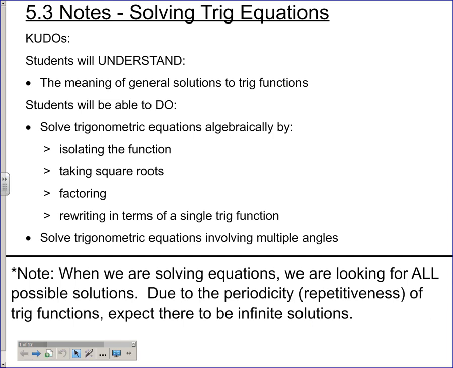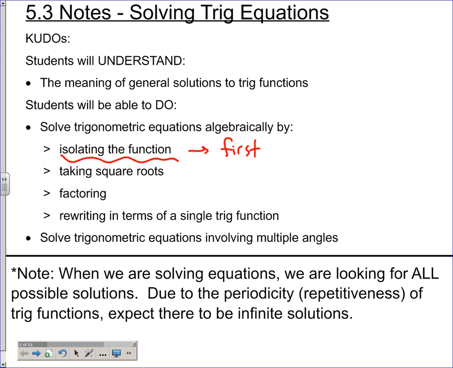All right, section 5.3. It's all about solving trigonometric functions. The biggest thing that we have to do in every problem is isolate our function. This is going to be the first step in always solving. Sometimes that looks like factoring. Sometimes it's taking a square root to solve. Often we have to rewrite everything so it's in terms of one trig function.